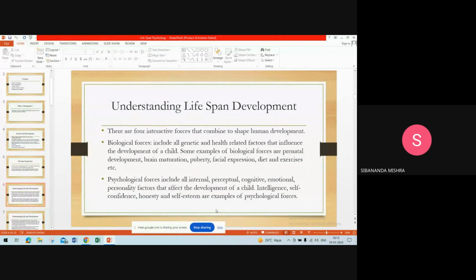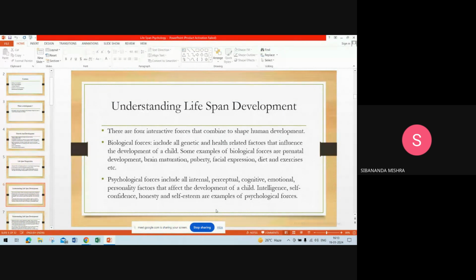Next is psychological forces. Psychological forces include all internal, perceptual, cognitive, emotional, and personality factors that affect the development of a child. Intelligence, self-confidence, honesty, and self-esteem are examples of psychological forces. What is self-esteem? Self-esteem, self-confidence. Okay. So these are psychological forces.